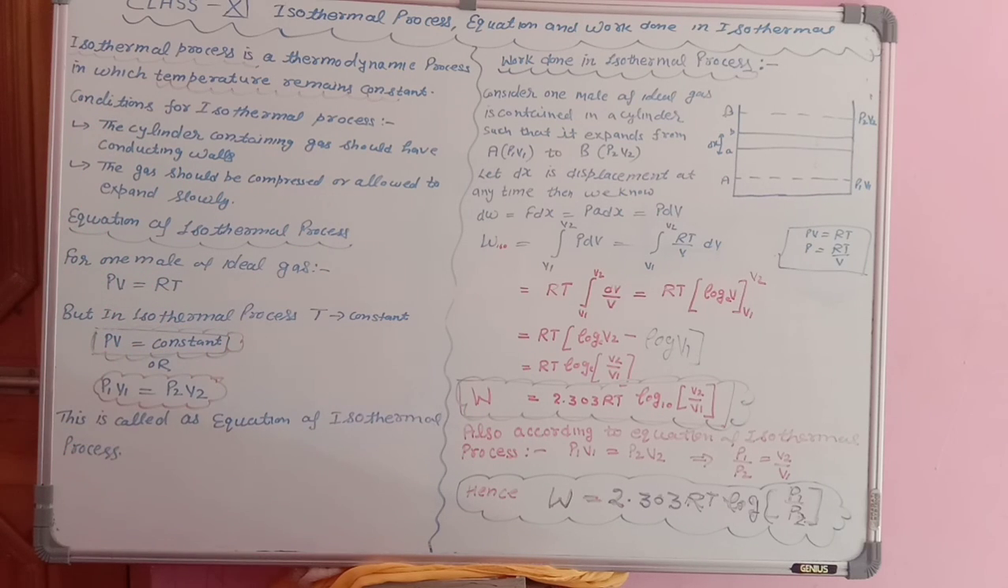Okay, so I hope that this isothermal process equation and work done in isothermal process is clear to you all, because students, it is very important. Many times they are asking this question, especially work done in isothermal process. So it is very simple, as you can say, only 5 to 6 lines are there. So I hope you understood it.